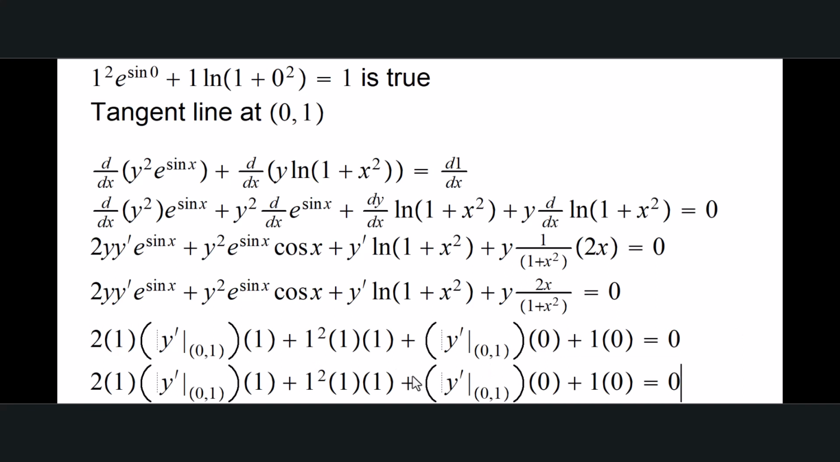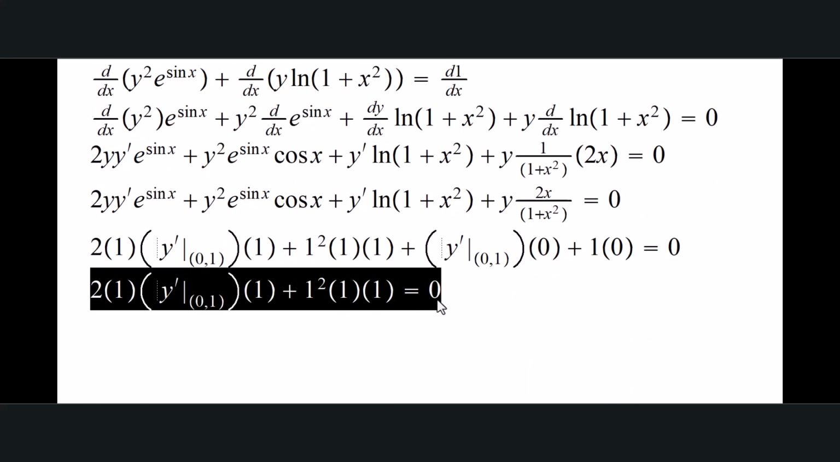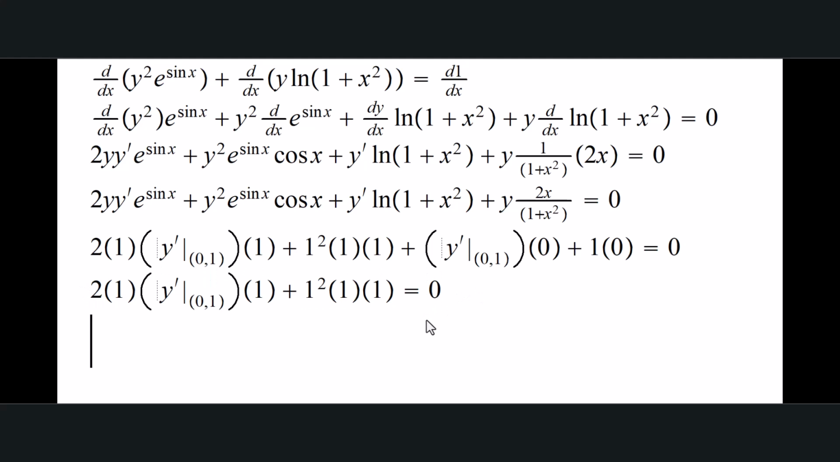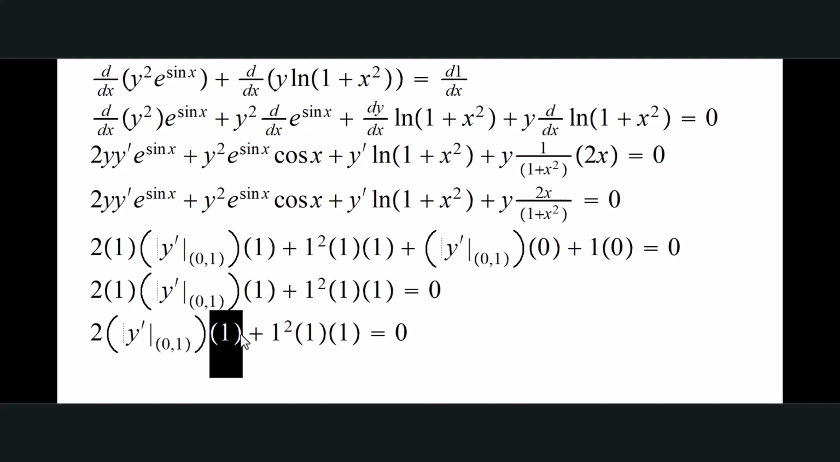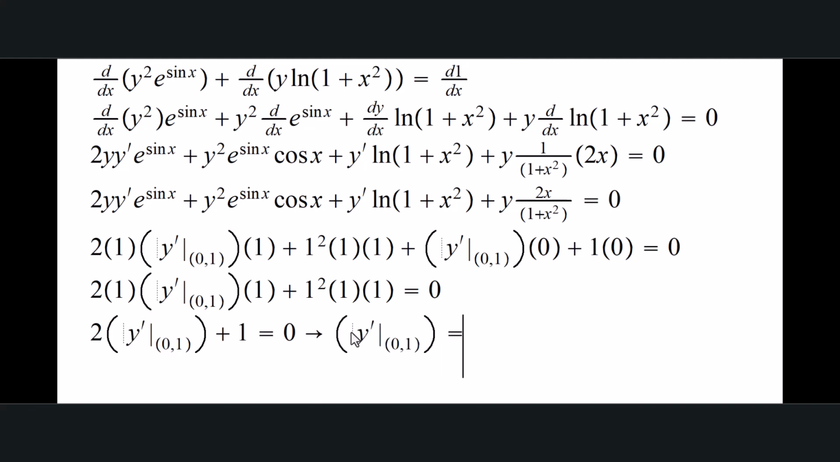So our equation has become how much? Simply this. And then if we solve it, what we get is 2 times 1, that is simply 2 here, okay? And here we simply get a 1. So what do we have here is that the derivative at (0, 1), or the slope of the tangent line at (0, 1), is how much? Negative 1 over 2.